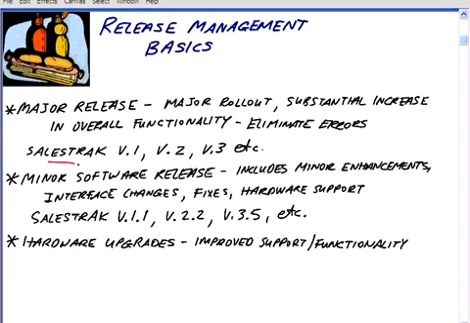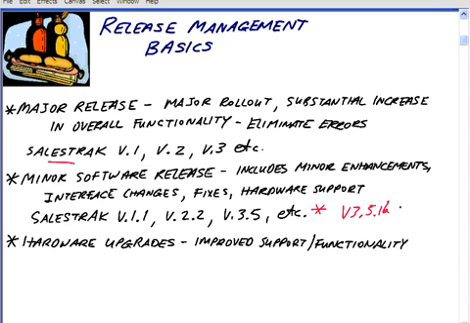For example, with my sales track application, I might have version 1.1 or version 2.2 or version 3.5, etc. Now, remember, you can even go more granular than that. You may have, for example, a version 3.5.1. Or maybe you can put 5A or 5B. It just depends on what type of scheme you're going to use.